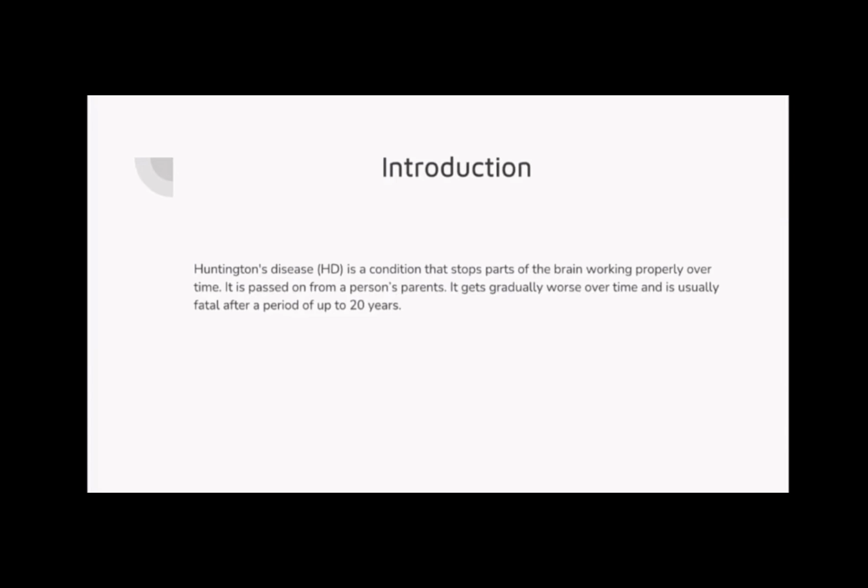Huntington's disease, also known as HD, is a condition that stops parts of the brain working properly over time. It is passed on from a person's parents. It gets gradually worse over time and is usually fatal after a period of up to 20 years.